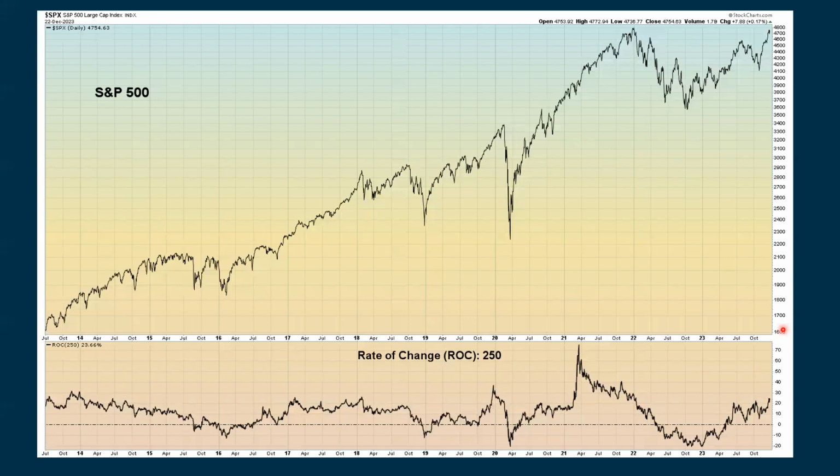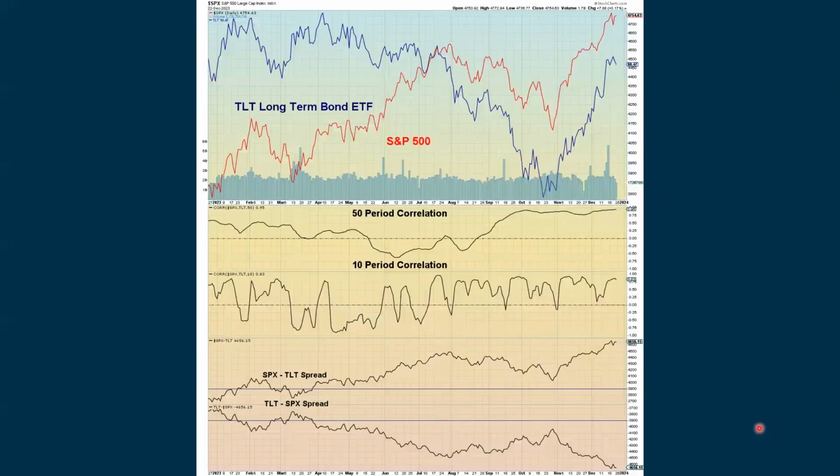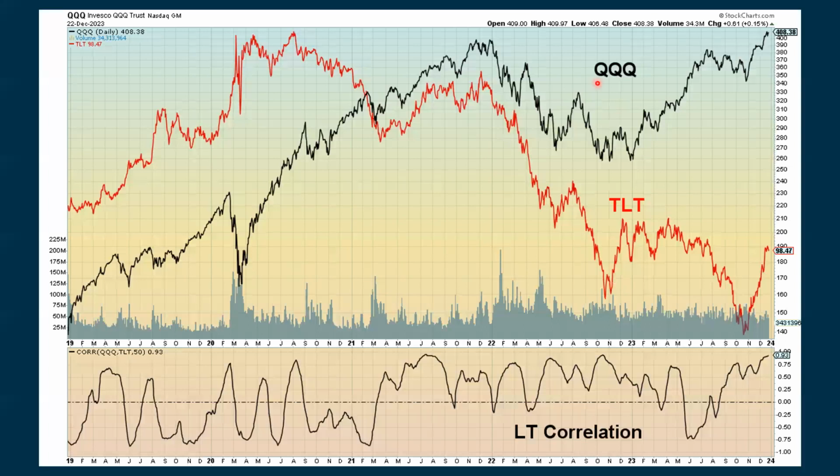Some rate of change charts. These are just for information, going back 250 periods, still looking pretty strong here. And this other 250 period chart is also showing things are still positive. Then we look at bonds. We have the red line here is the S&P 500. The blue line is the long-term bond ETF. Both in the long term, based on 50 periods, and in the shorter term, they have a pretty strong correlated relationship. And we look at the QQQs to the long-term bond ETF, and their relationship is also pretty strong, meaning that they're going in the same direction at the same time.